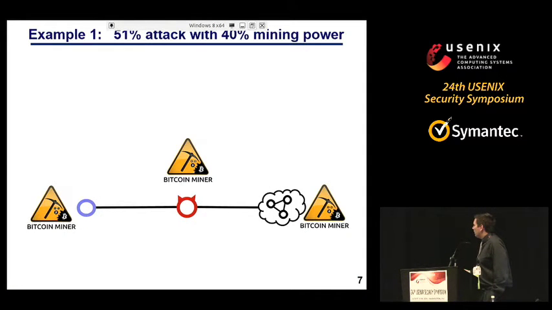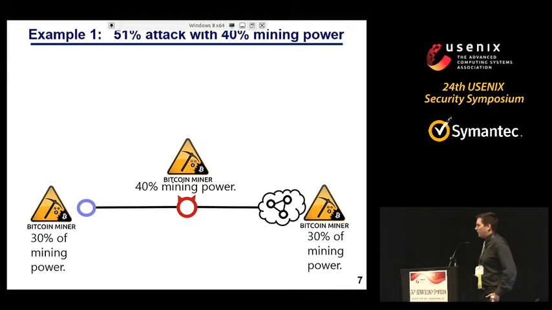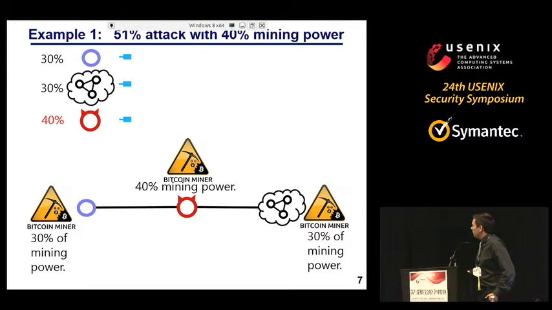So what bad things can you do if you eclipse a node? Well, you can perform a 51% attack with less than 50% of the mining power. So in this case, we have an attacker that has 40% of the mining power. The purple node is also a miner with 30%. And the rest of the network has 30%. The rest of the network is drawn by this cloud. And we're going to represent each party's view of the blockchain up here. The attack hasn't started yet, so they all see the blue block.